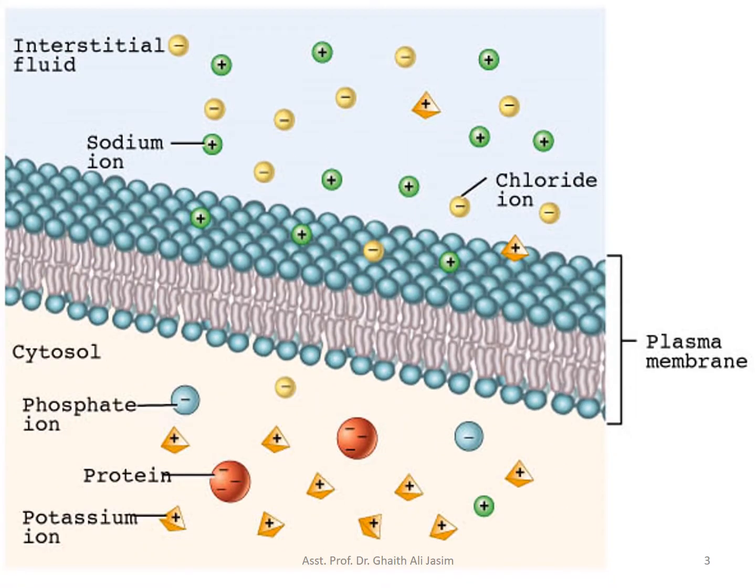We can see here an illustration of the cell membrane. We can see the interstitial fluid above, or extracellular fluid, which contains a higher concentration of sodium ions and chloride ions, while below we can see the cytosol, or inside the cell, the intracellular fluid, which contains high concentrations of potassium and the large negatively charged protein. These are separated by the cell membrane.